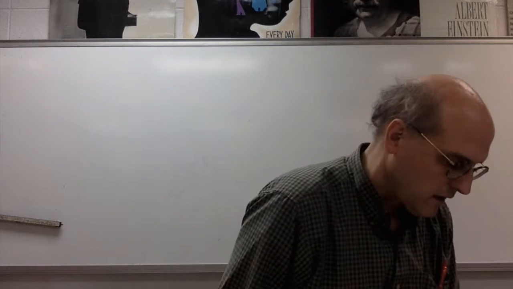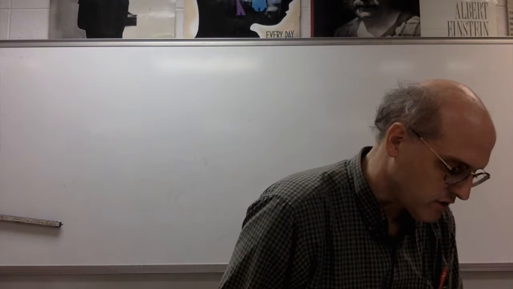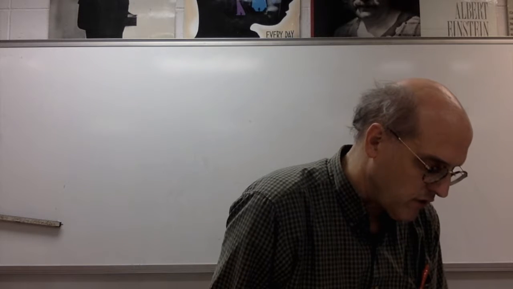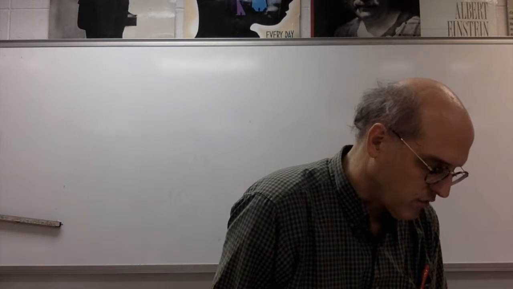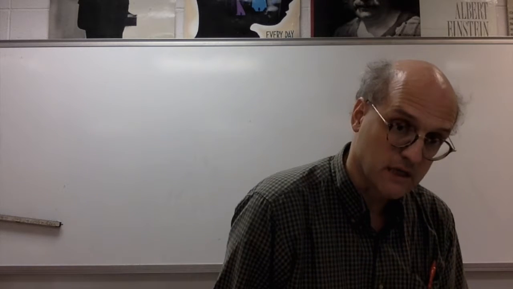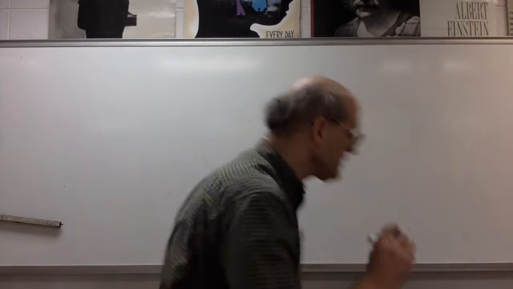Chapter 4, problem number 38. A Mercedes-Benz is parked on a road that rises 15 degrees above the horizontal. It also tells us that the mass of the Mercedes-Benz is 1,700 kilograms. They want to know the magnitudes of A, the normal force, and B, the static frictional force that the ground exerts on the tires.